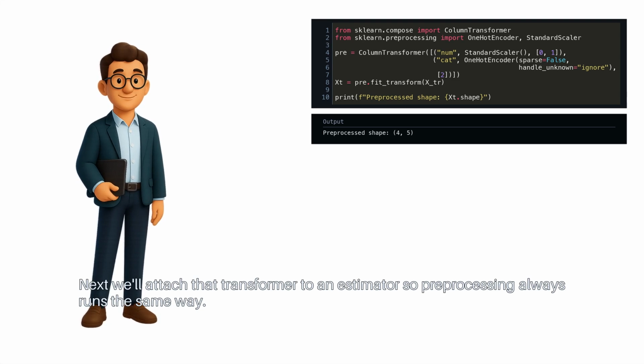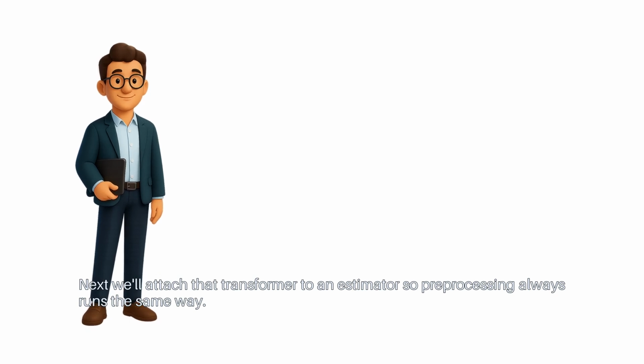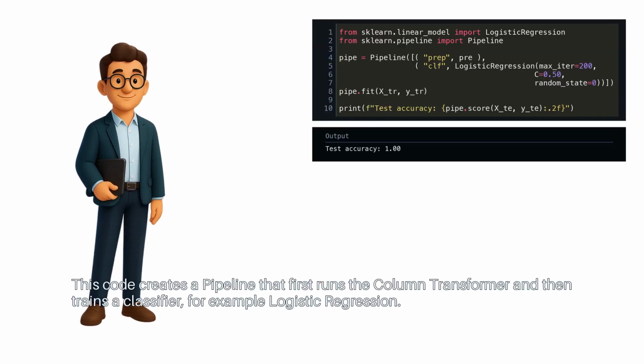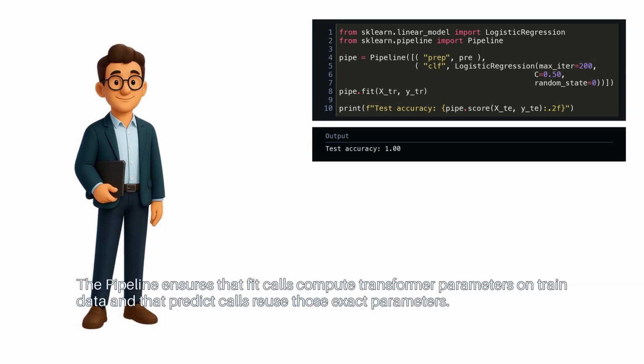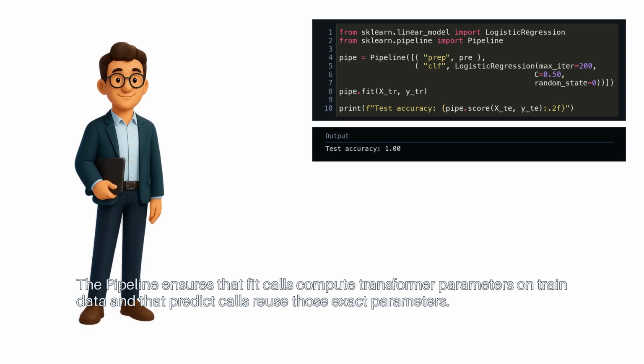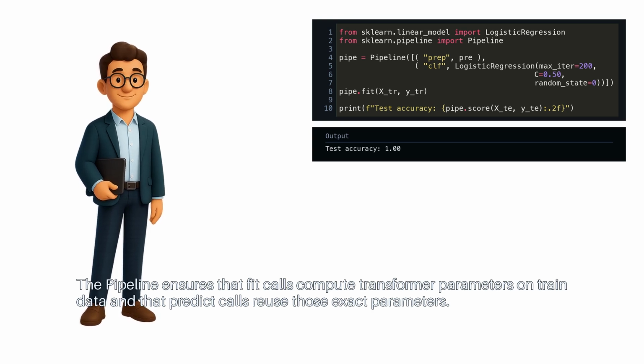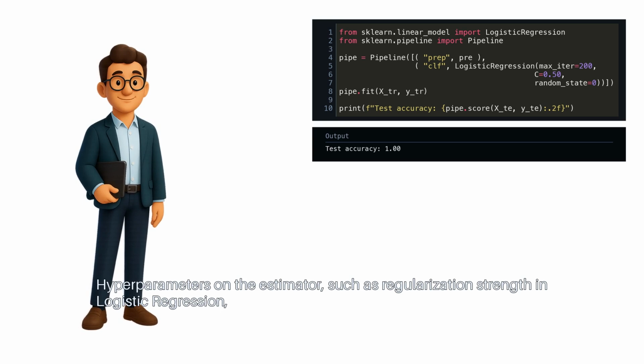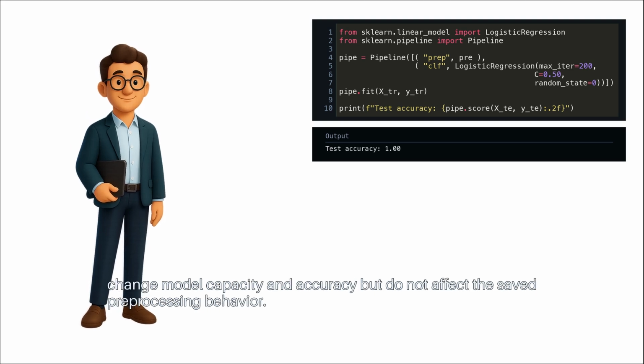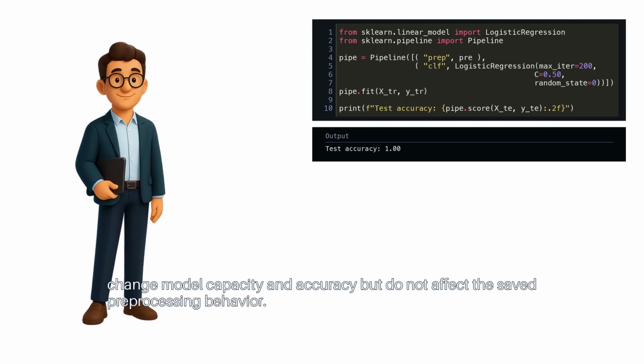Next, we'll attach that transformer to an estimator, so pre-processing always runs the same way. This code creates a pipeline that first runs the ColumnTransformer and then trains a classifier, for example, LogisticRegression. The pipeline ensures that fit calls compute transformer parameters on train data, and that predict calls reuse those exact parameters. Hyperparameters on the estimator, such as regularization strength in LogisticRegression, change model capacity and accuracy, but do not affect the saved pre-processing behavior.